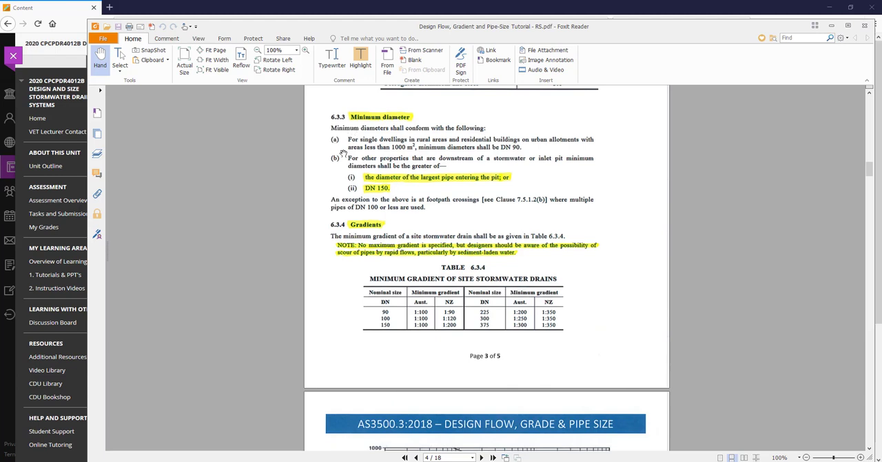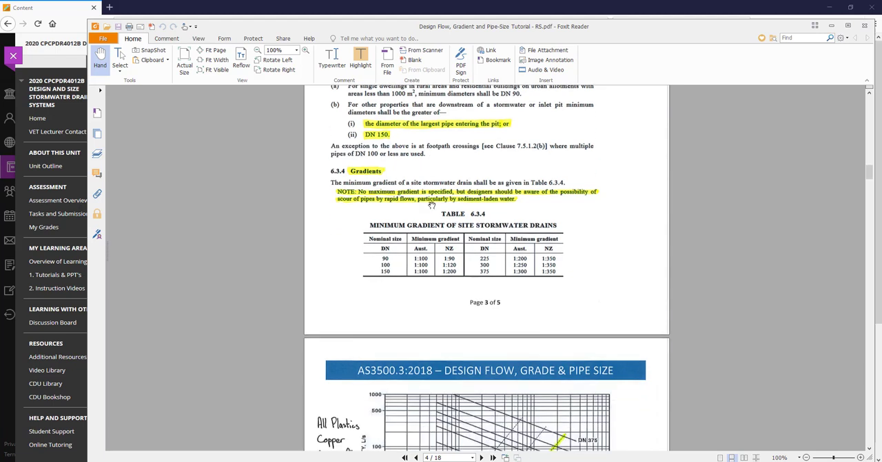Now, the minimum diameter. So, for single dwellings in rural areas, residential buildings on urban allotments with an area less than 1,000 square metres, the minimum diameter shall be 90 millimetres. So the smallest size pipe we're going to use is 90 millimetres. For other properties that are downstream of a stormwater inlet pit, the minimum diameter shall be the greater of the diameter of the largest pipe entering the pit, or 150 millimetres. Okay, not going to worry about footpaths for this.